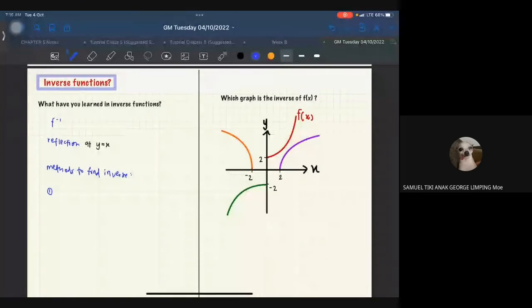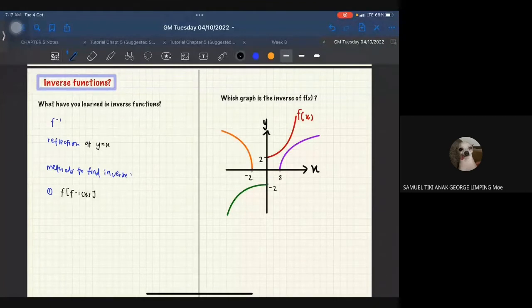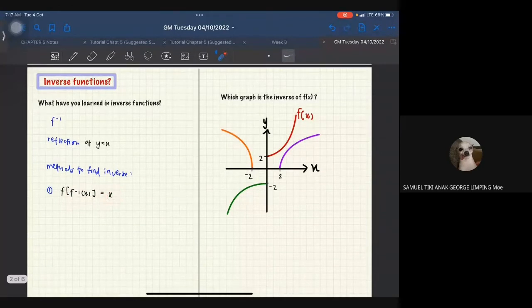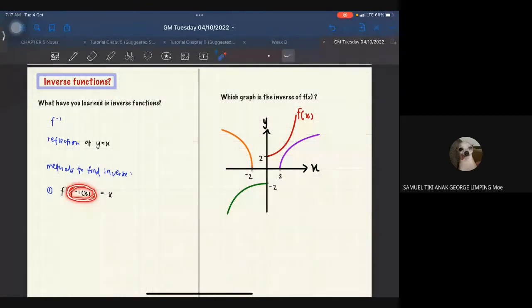So let's say awak ada f. Okay, and then you compose f inverse. It's gonna be equals to x. Okay, so this one kita panggil dia sebagai formula ataupun property. Kalau awak compose f inverse masuk ke dalam f(x), awak akan dapat dia sama dengan x. Okay, so daripada sini kita sebenarnya nak cari this inside function. Kita nak cari f inverse ni apa. Okay, so that is the first method.